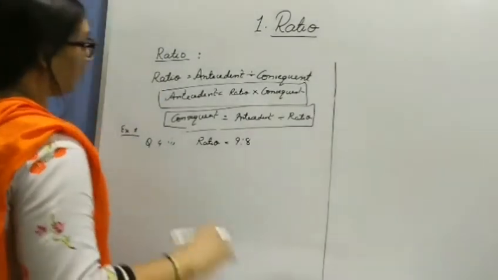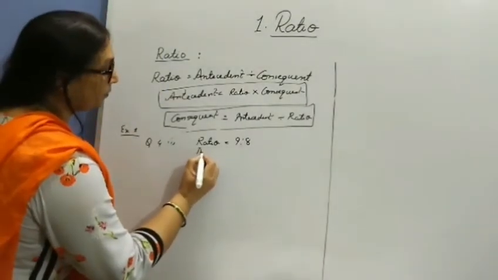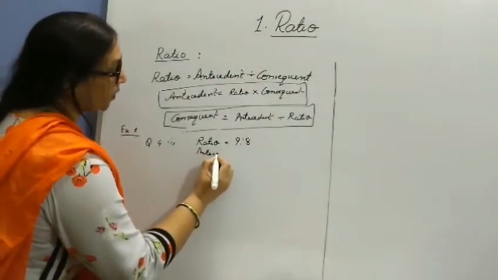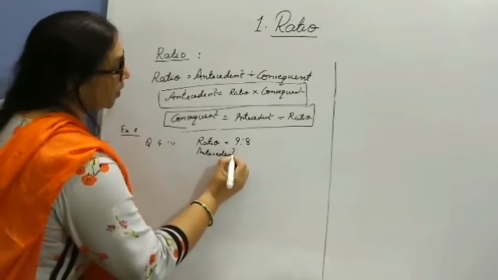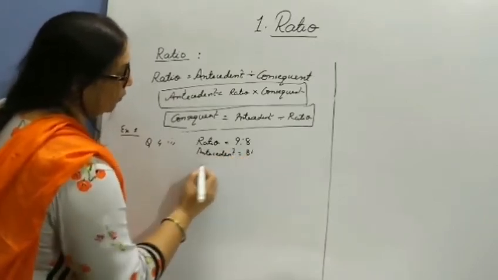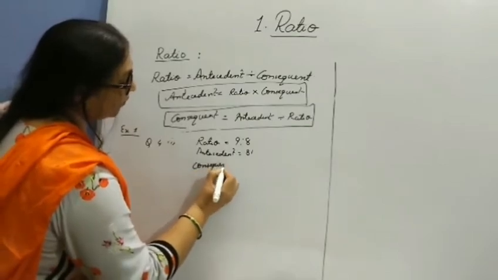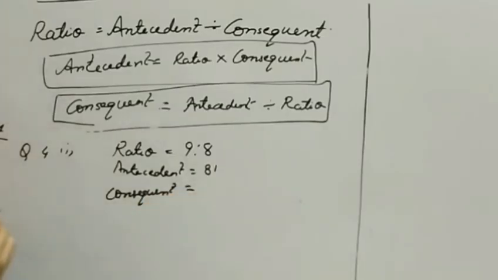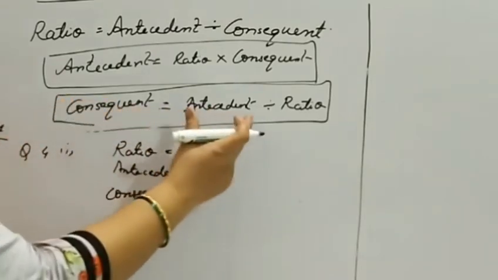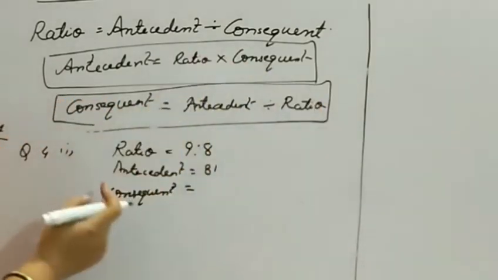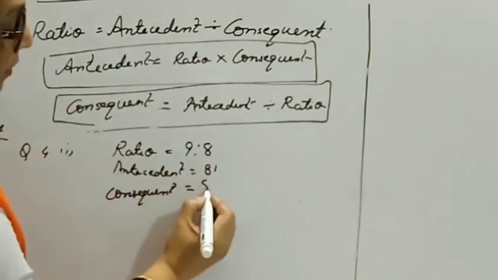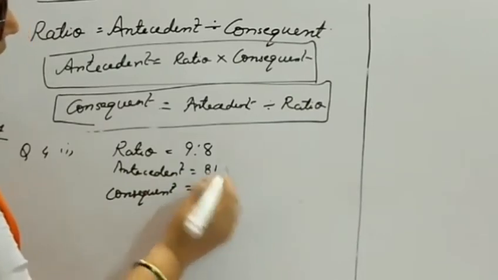So let us write the given value. Antecedent equals 81. To find the consequent, what step will you follow? Consequent equals antecedent divided by ratio. Antecedent means 81 divided by the ratio.